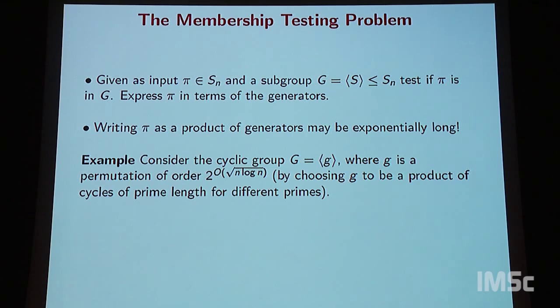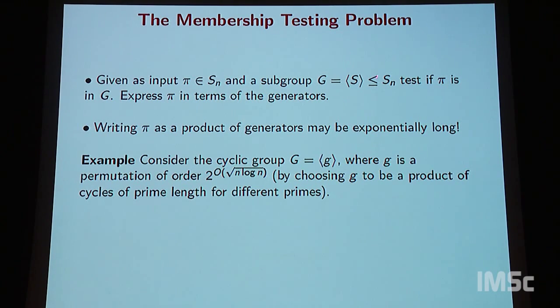Okay. So clearly, if I want to express an element of G in terms of the generator, I shouldn't write it as g times g times g, because that is going to be exponential in square root of n log n.